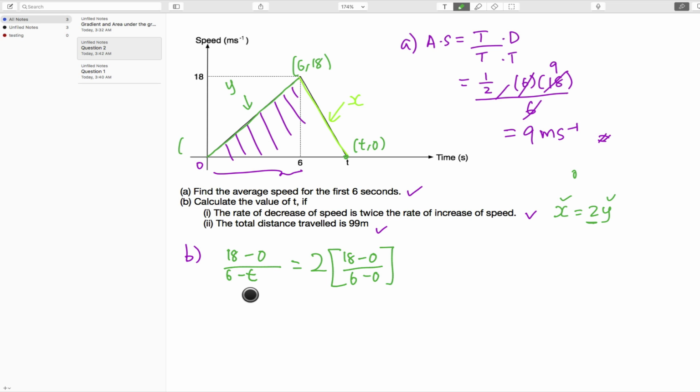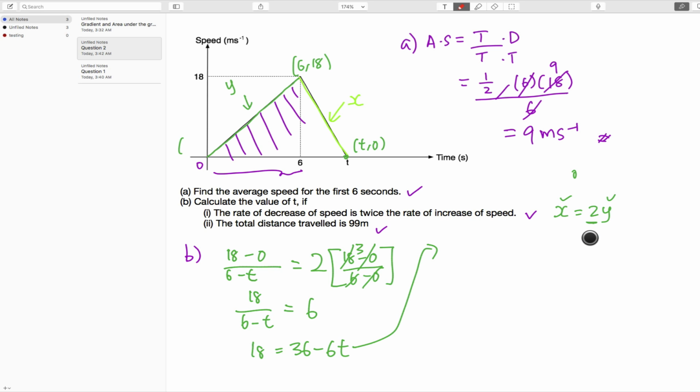Of course, I will need to solve this. It's just 6 minus t. And over here, the minus 0 doesn't change anything, so over here it's going to be 3. 2 times 3 is going to be 6. Then I'm going to solve this equation: 18 equals 36 minus 6t. And then I just realized I made a mistake.